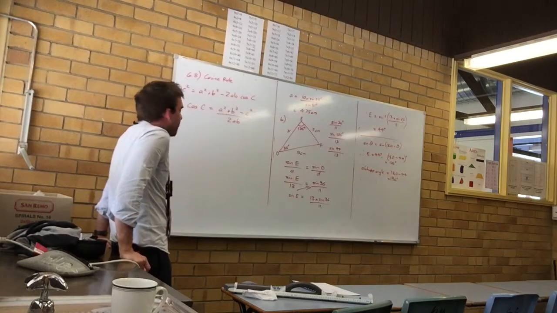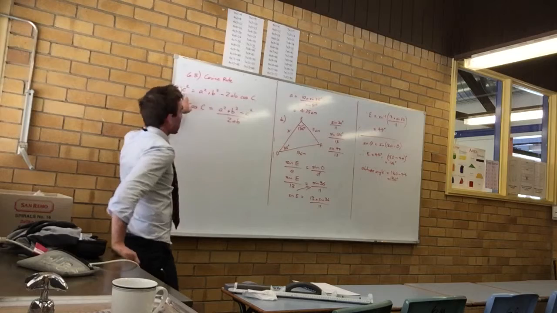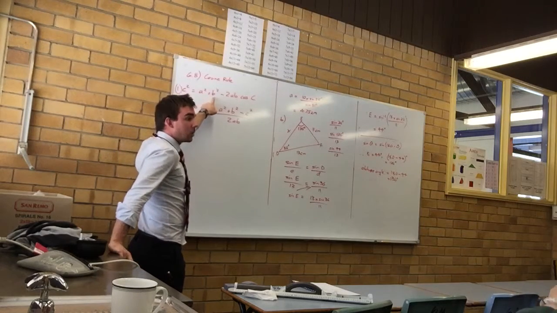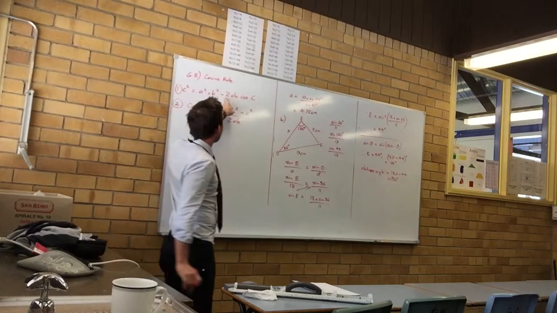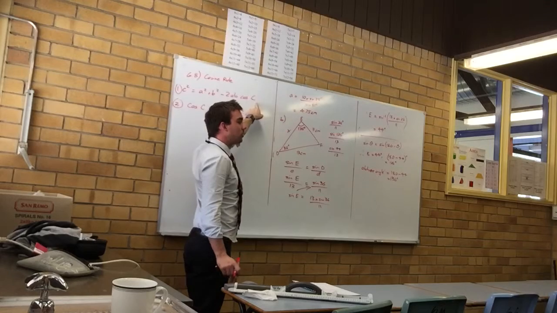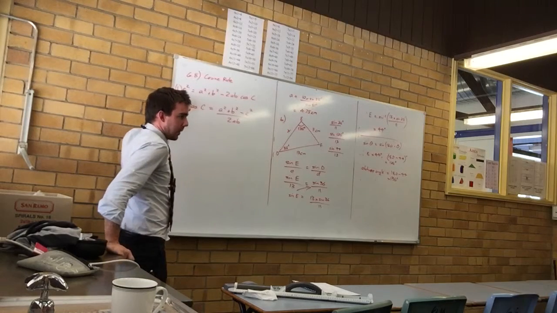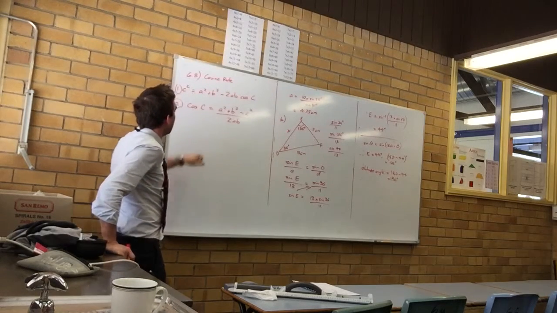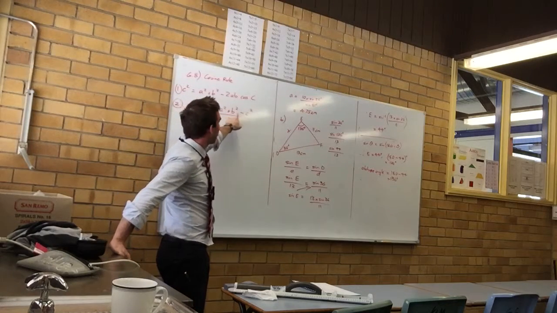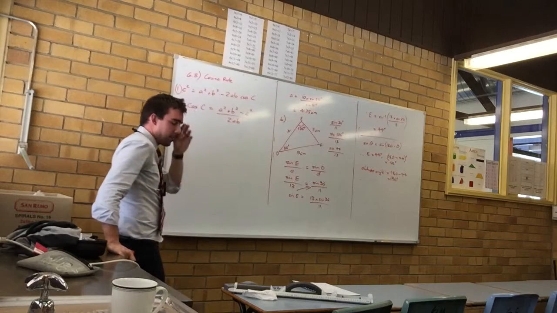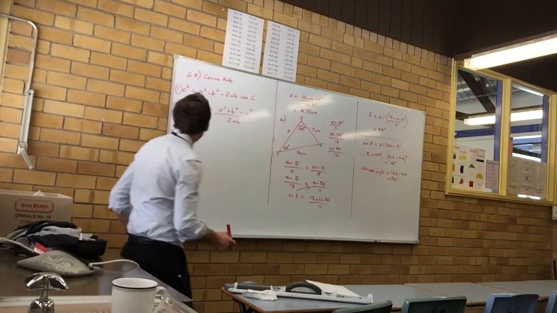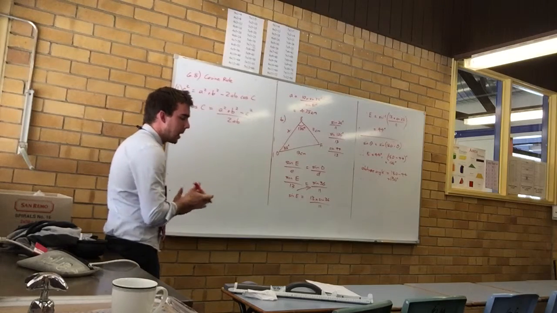Okay, a couple of things to note. If we're finding a side length c, we're going to square the other two sides, take away 2 times the product of the other two sides, and then take the cos of the angle opposite that c. If we're finding an angle, we're going to add the square of the two adjacent sides, take away the opposite side squared, and then divide by the product of the two adjacent sides to the angle at C. Alright?